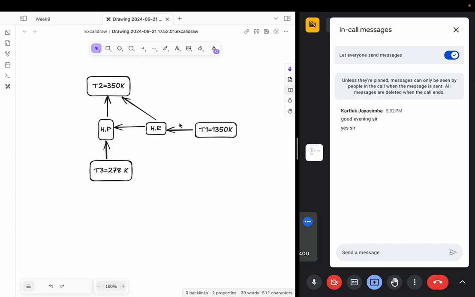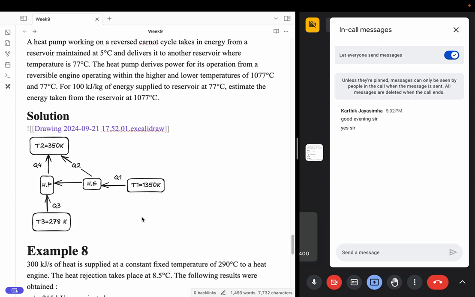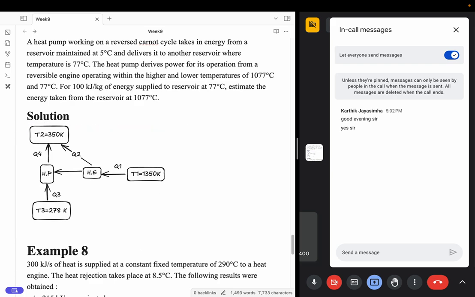So let's call this Q1, this is Q2, this is call this Q, this is Q3, and this is Q4. So what are we supposed to find in this problem? We are supposed to find the energy taken from this wire. We are supposed to find Q1.